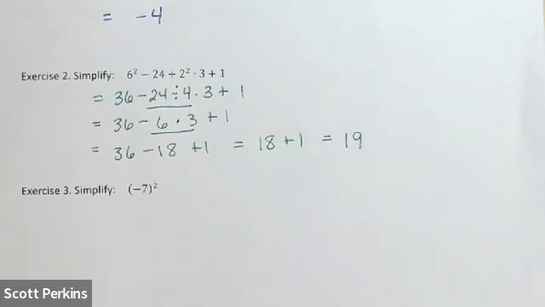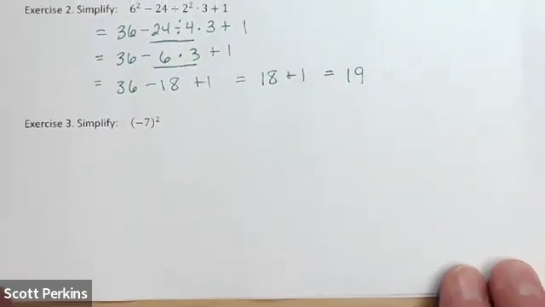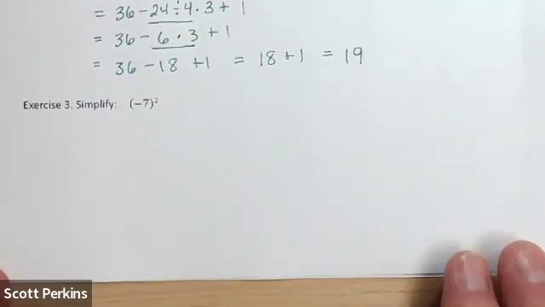Okay, the next two problems are going to be very simple problems, but they're to illustrate a very important point as you're going through your order of operations problems. So exercise 3, give your best attempt on how to resolve -7 in parentheses and then squared.